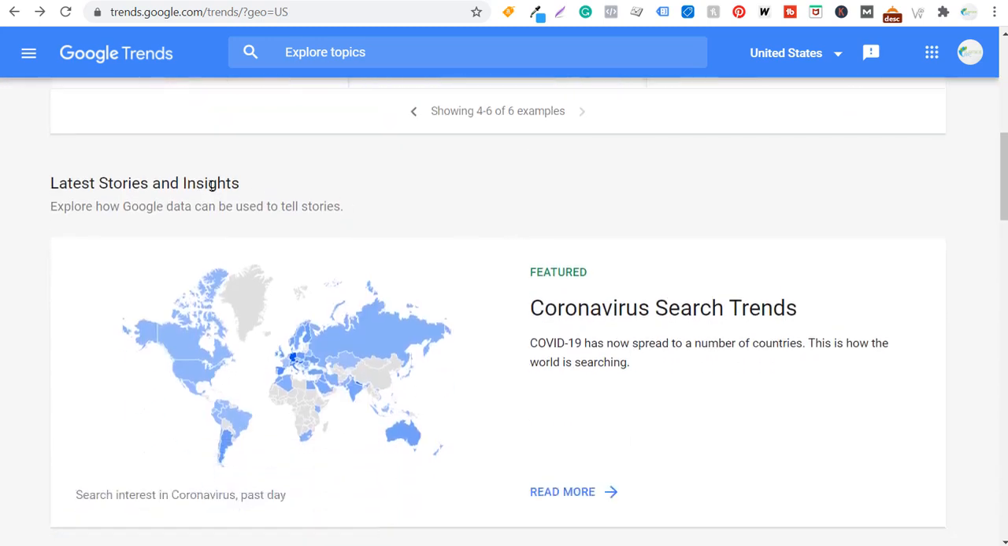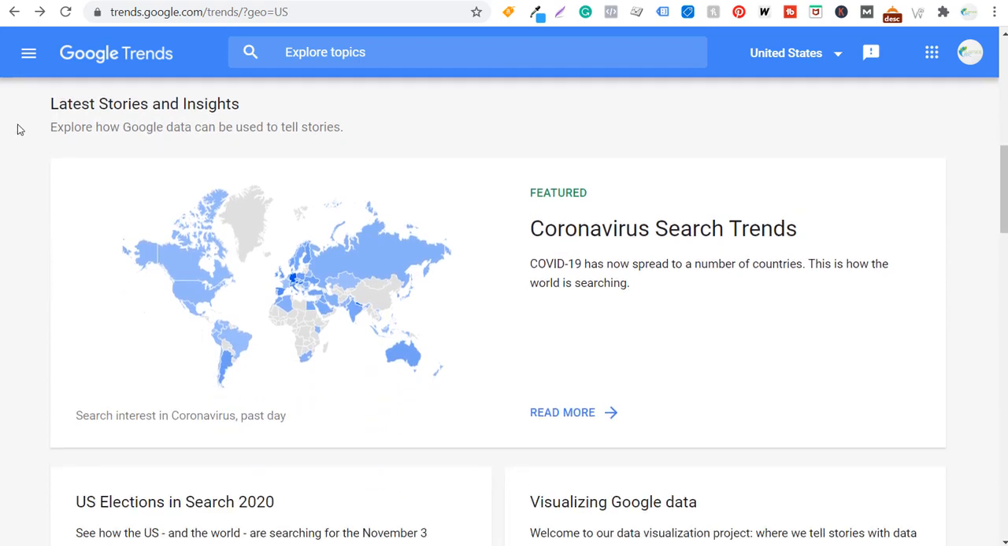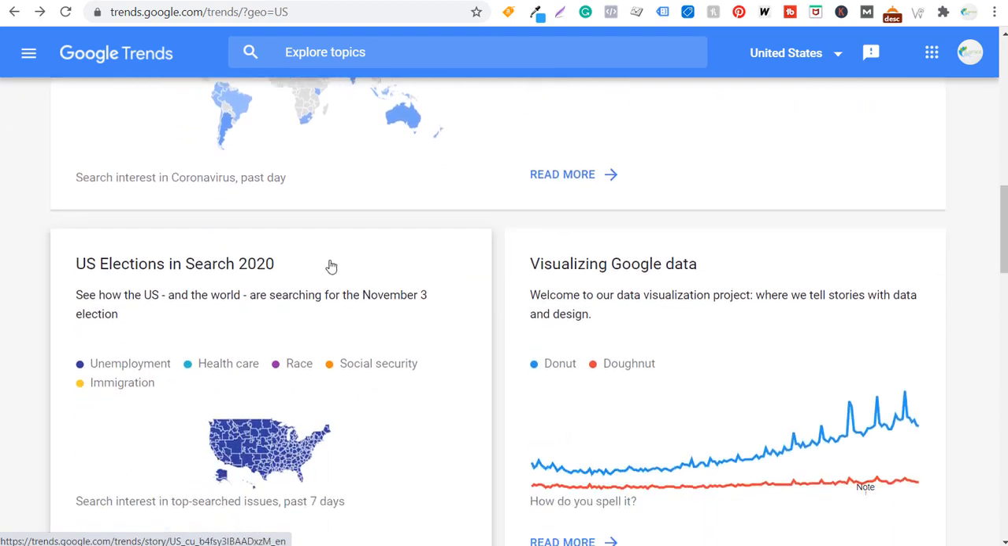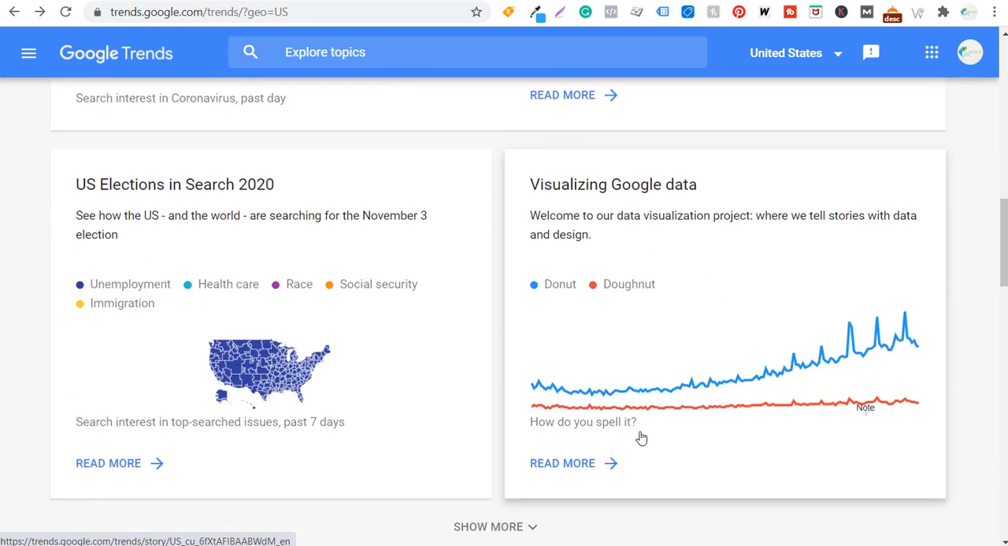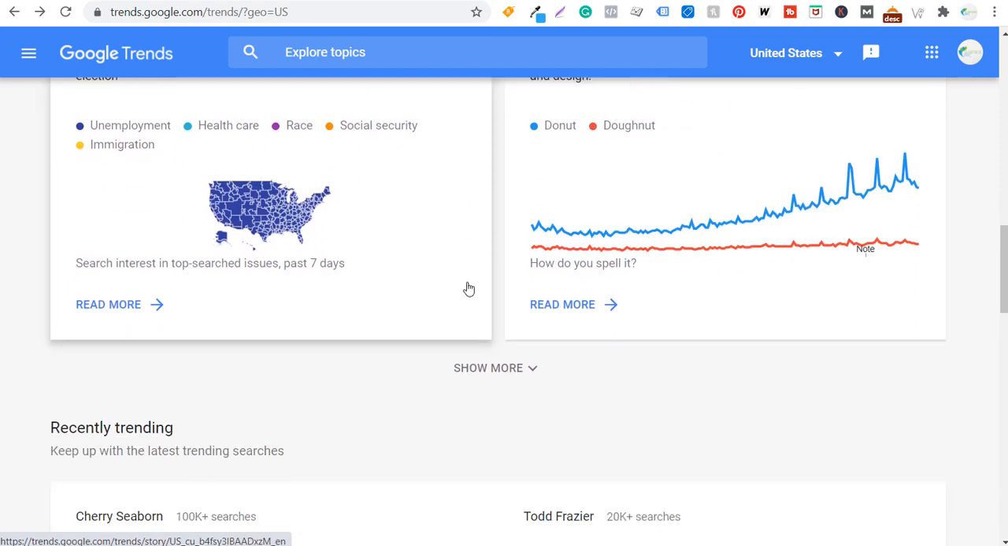You can see some latest stories and insights. So generally, this is going to be the most popular stories in the moment, the things that people are searching the most. So coronavirus search trends is featured here, but you can see more. They have US elections in search, and then they have visualizing Google data. So if you click here, and I'll eventually go through this, you can see some of the cool projects they're doing with data visualization. So we're going to keep coming down.